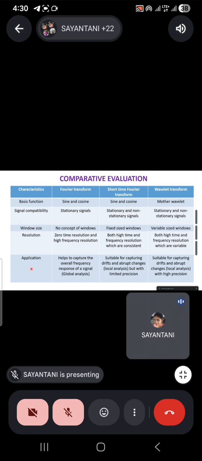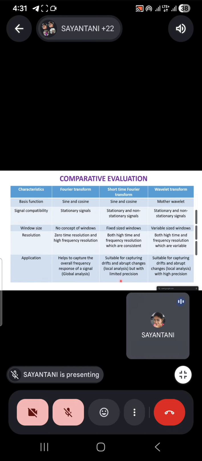Coming to the application part, what does the Fourier transform actually capture from the signal? The Fourier transform provides a global analysis. That means it basically captures the overall frequency components from a time domain based signal. I do not get any information about those small abrupt changes taking place. That information is not provided. So it gives me an overall computation rather than a local computation, and hence we say that the Fourier transform provides a global analysis.